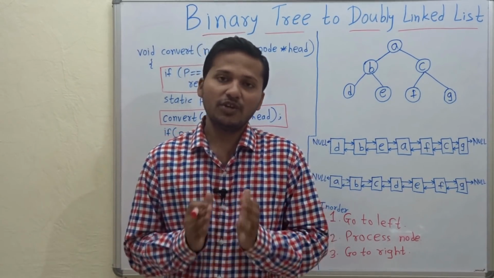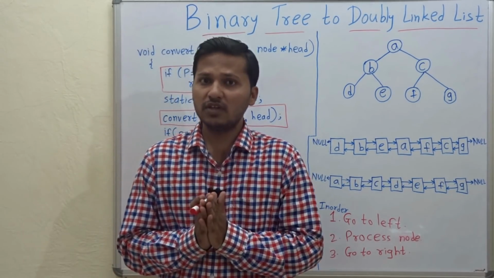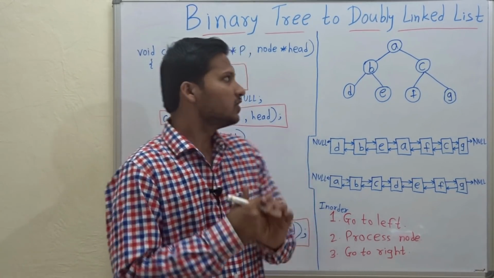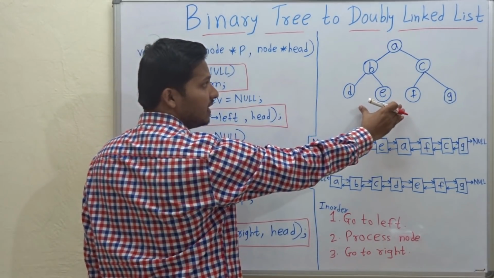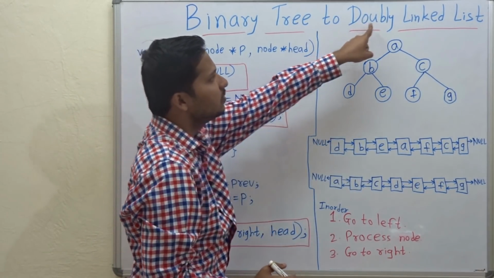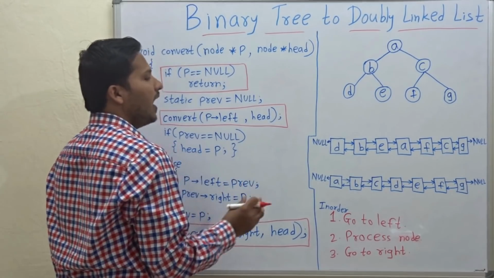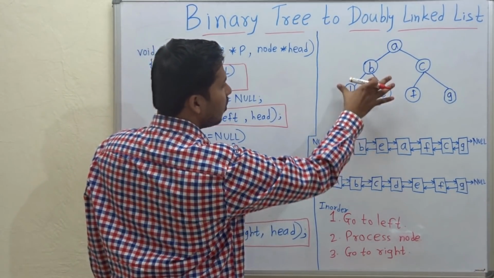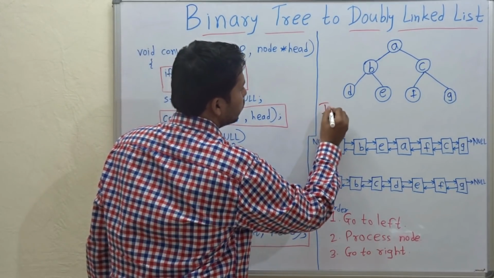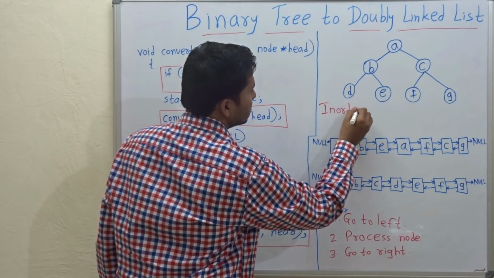Hello friends, today we are going to see how to convert a binary tree into a doubly linked list. So let's see. This is the binary tree, and for converting this binary tree into a doubly linked list, we have to first find out the in-order traversal of this binary tree.